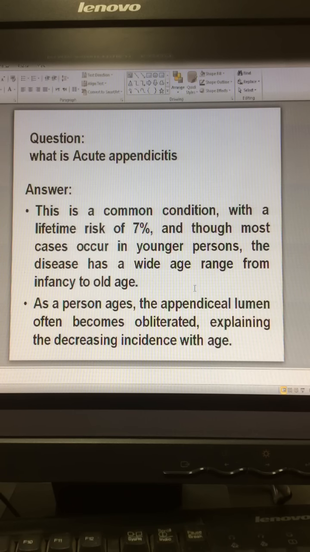Usually it occurs either due to obstructive causes or non-obstructive causes. The obstruction usually occurs due to impaction of a fecolith, leading to obliteration of the lumen, accumulation of secretions, and secondary bacterial infection afterward.